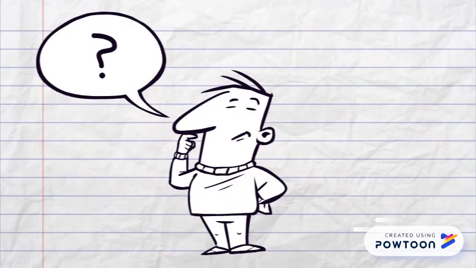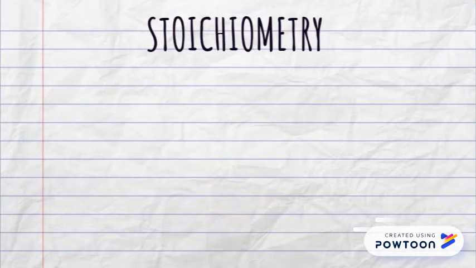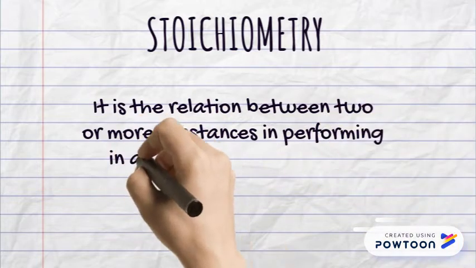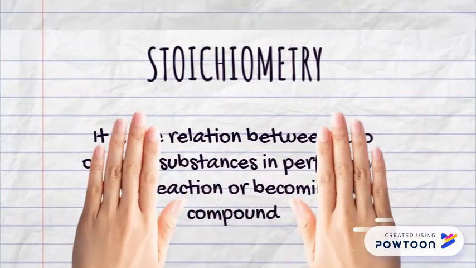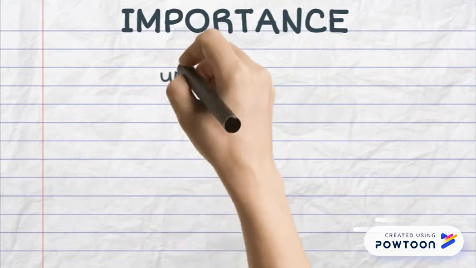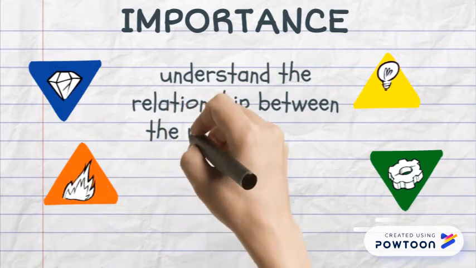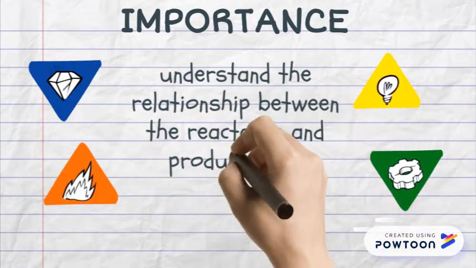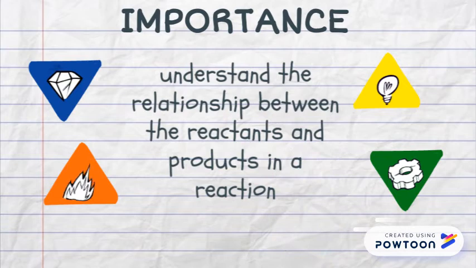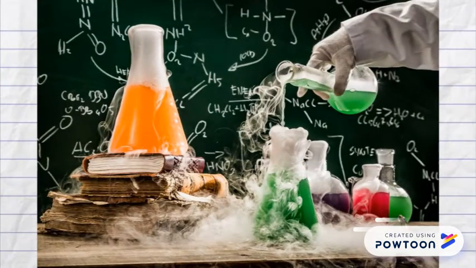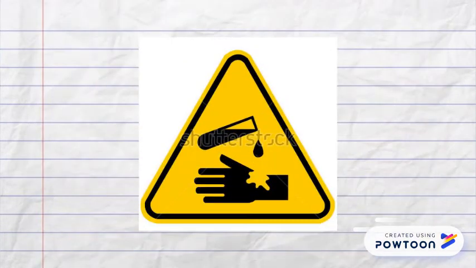What is stoichiometry, you ask? Well, it is the relation between two or more substances in performing a reaction or becoming a compound. It is important in chemistry because you need to understand the relationship between the reactants and the products in the reaction. Without it, we would have unbalanced chemicals or substances which would be harmful and dangerous to our body and to the environment.